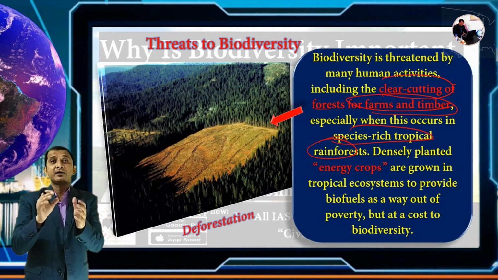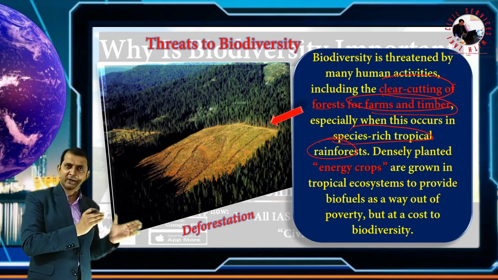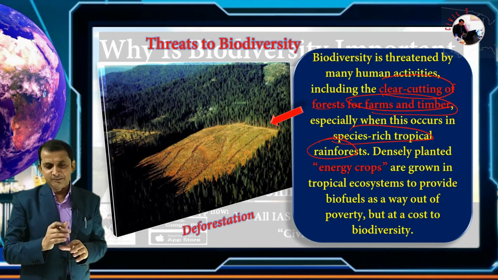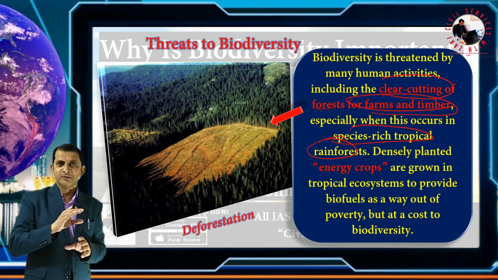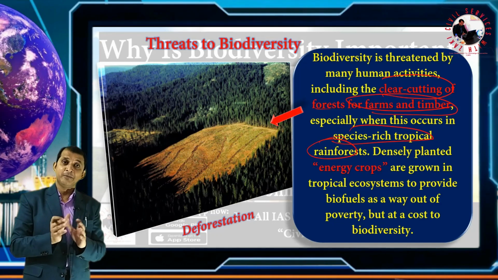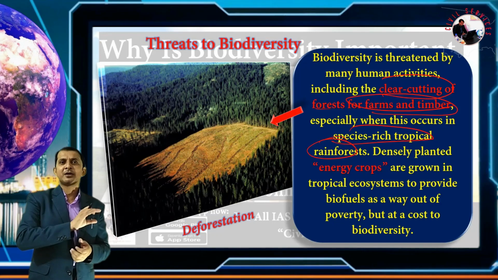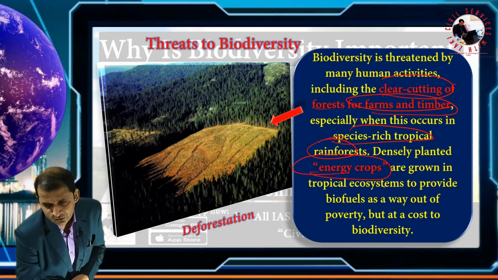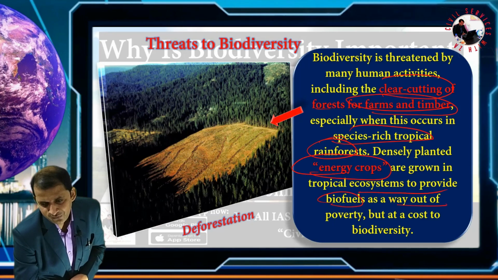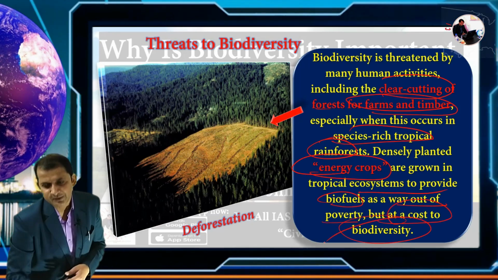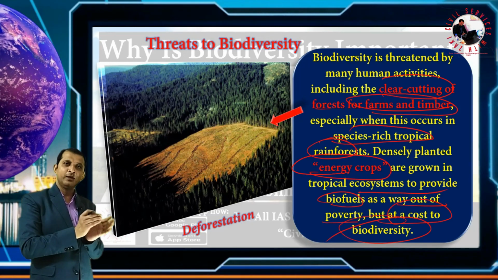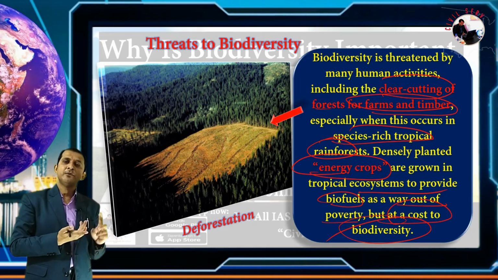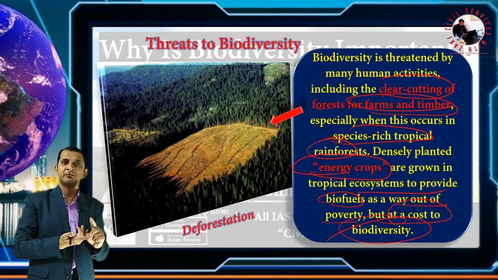Another threat is energy crops, because energy crops or biofuel are good for the environment, but not good for biodiversity. It destroys several areas of diverse forest and cultivates only one species. Energy crops or biofuels grown in the tropical ecosystem provide biofuel, a way out of poverty, but at the cost of biodiversity. So deforestation is one of the major causes of the loss of biodiversity.